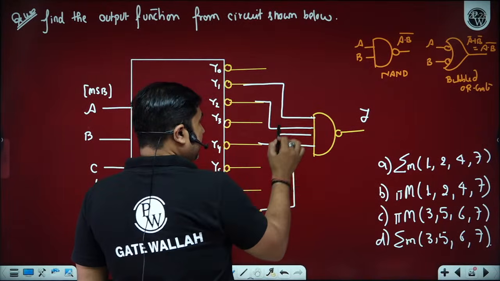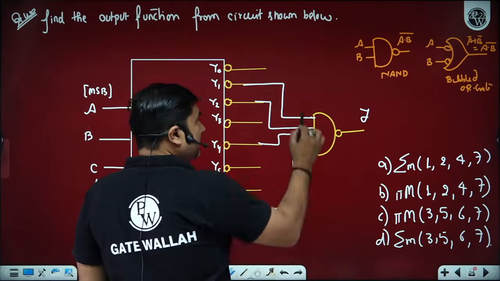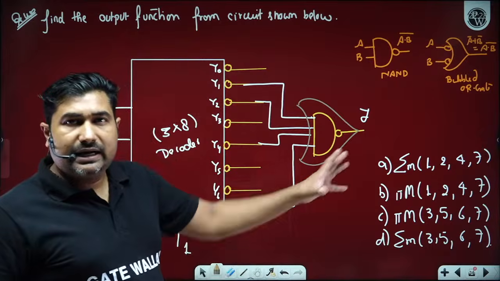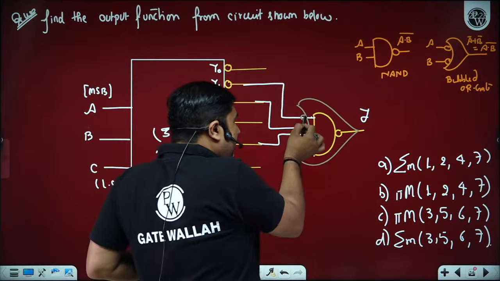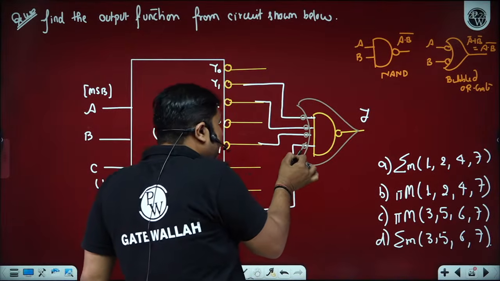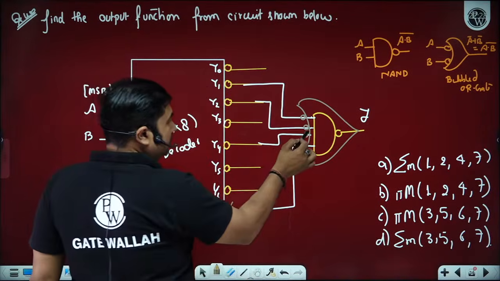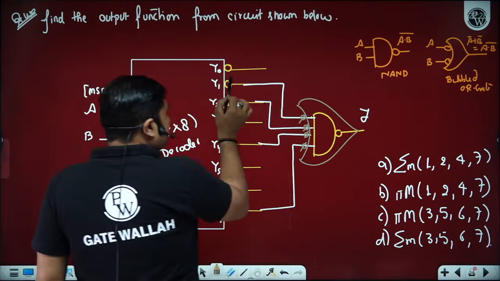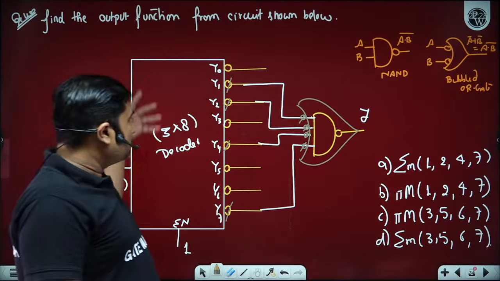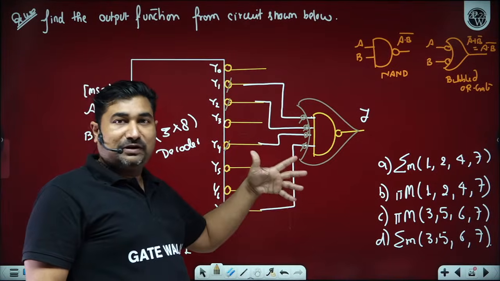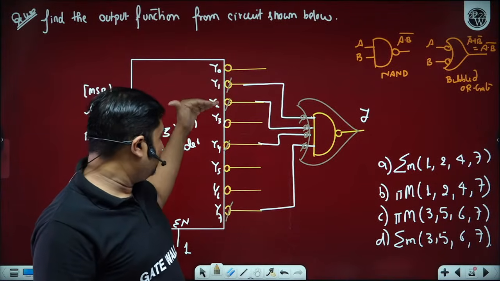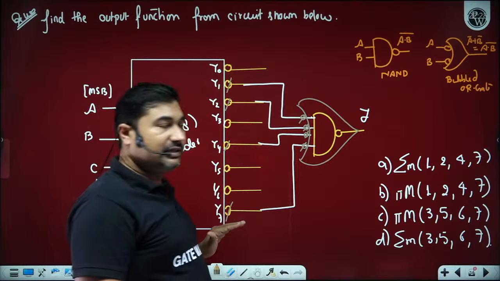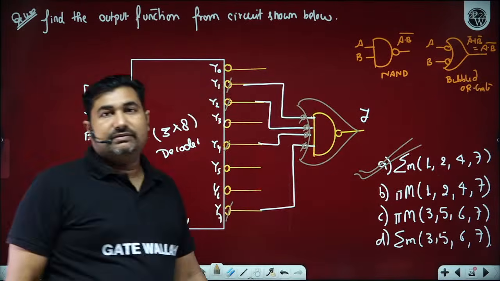So a NAND gate is nothing but a bubbled OR gate only. Can I realize this circuit as a bubbled OR gate? I'm using a light pen to indicate this NAND gate. What I am looking at is a bubbled OR gate. If you are able to see, this bubble and this bubble will cancel each other, and similarly for the other pairs. So actually we are getting minterm of 1, minterm of 2, minterm of 4, and minterm of 7. So we are getting 1, 2, 4, 7 only.